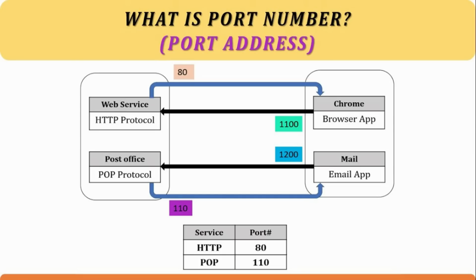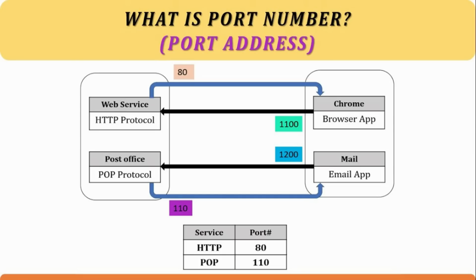The purpose: the port acts like a doorway to a specified application or service running on a computer, enabling data to be routed to the correct destination. How does it work? The device sends data including both the source and destination IP address, which identifies the host, and the destination port number, which identifies the service or application.